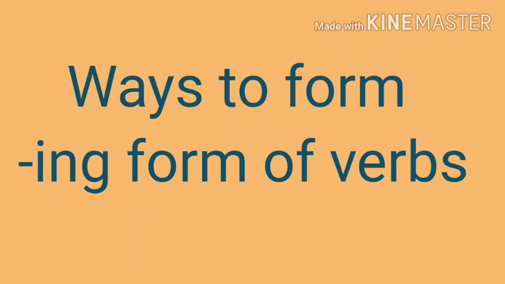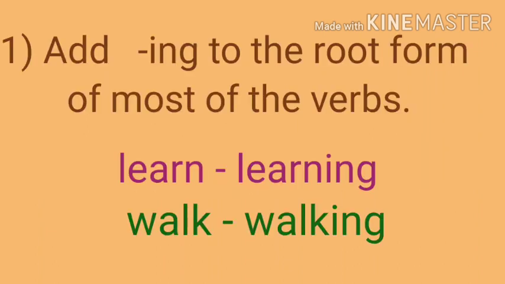Now let us see different ways to form ing form of the verb. First, add ing to the root form of most of the verbs. To form the ing form of the verb, we add ing to the root form of the verb for most of the verbs. Example, learn, learning. We add ing to the root form of the verb. Walk, walking. Here also we have added ing to the root form of the verb.